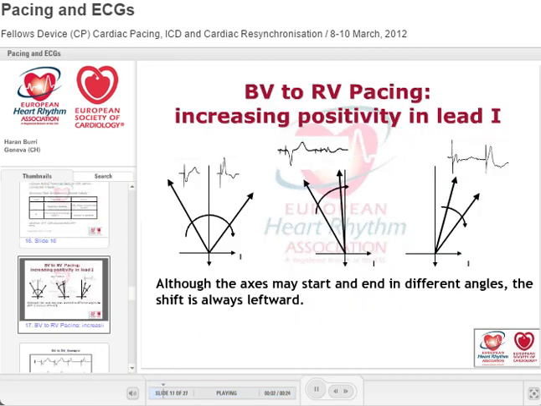So let's have a look at this in another way. What we mean by increasing positivity is it may be negative and going to positive, or it may be negative and going to somewhat less negative. This is still an increase in positivity. And it may be positive and getting even more positive. So we're just thinking increasing positivity.